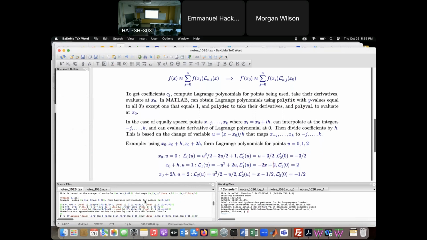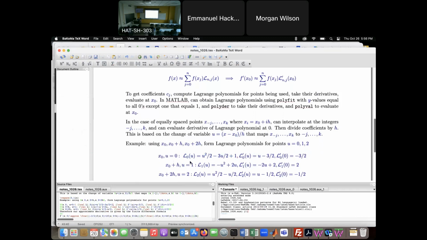You get to tell me if I missed it. So x naught corresponds to u equals 0. So this is a Lagrange polynomial that's equal to 1 when u equals 0, but it's equal to 0 when u is equal to 1 or 2. So then I take its Lagrange polynomial, I take its derivative, and then I evaluate it at u equals 0, and I get minus 3/2.